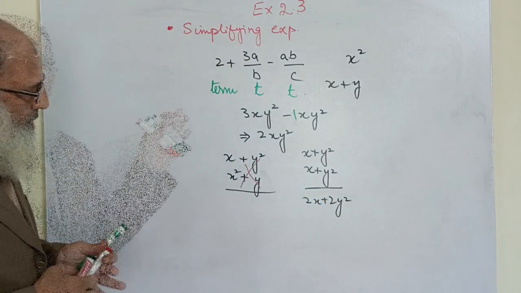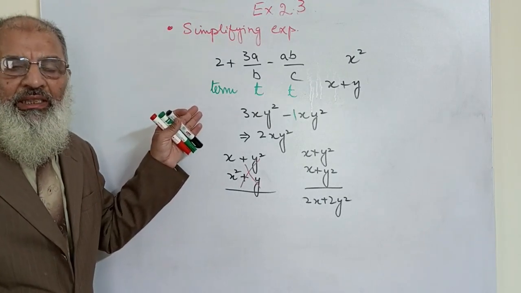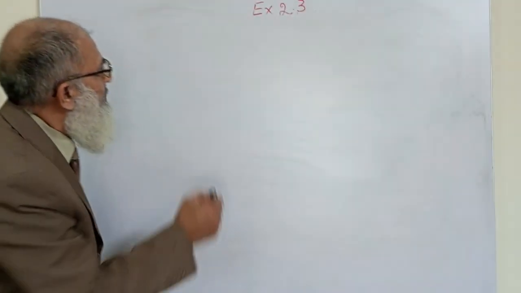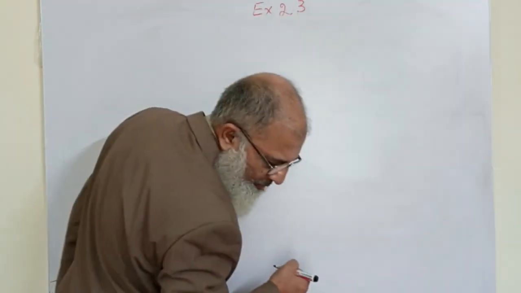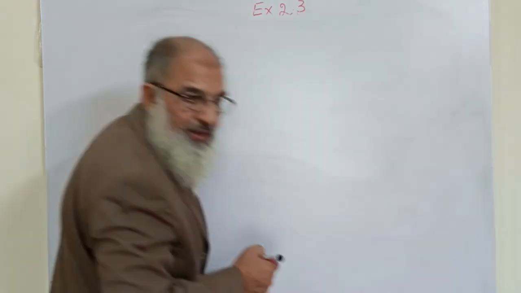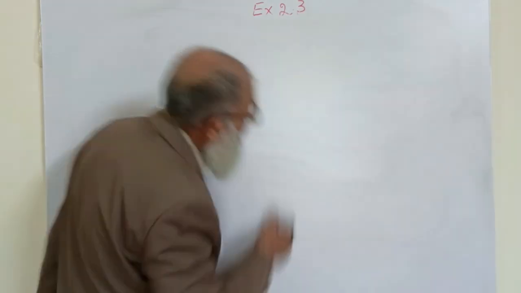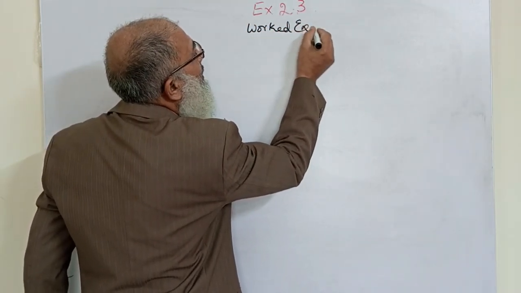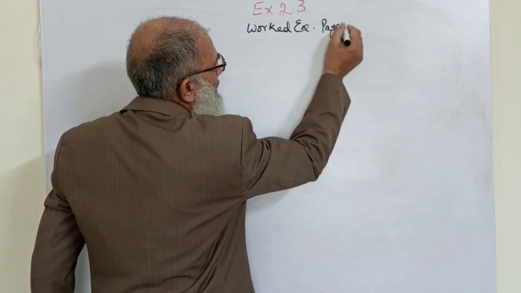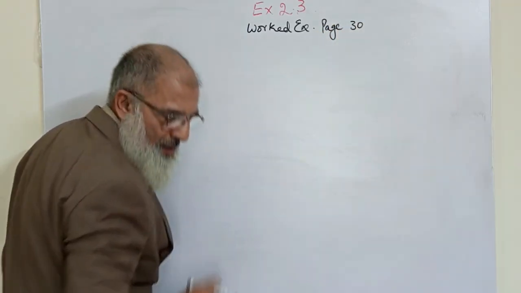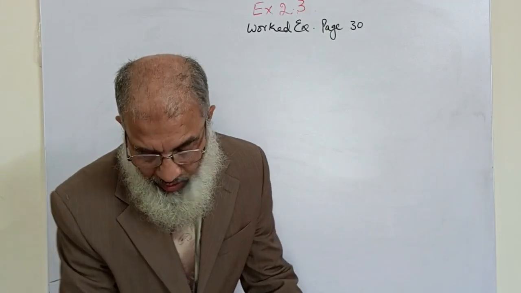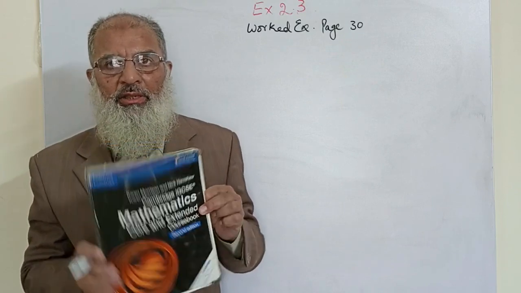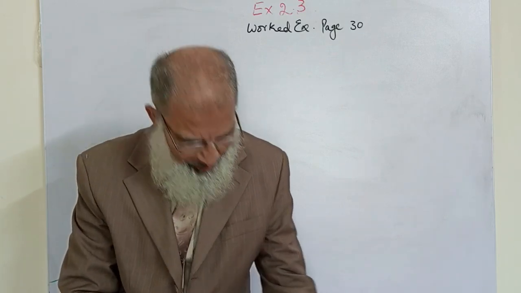Okay, we have to do some examples to understand the concepts very well. Now there are examples. Work example 6, and the page is 30. Work examples, page 30. And you know what is the book? Which one is the book? So this one is the book, my dear students. Page 30.